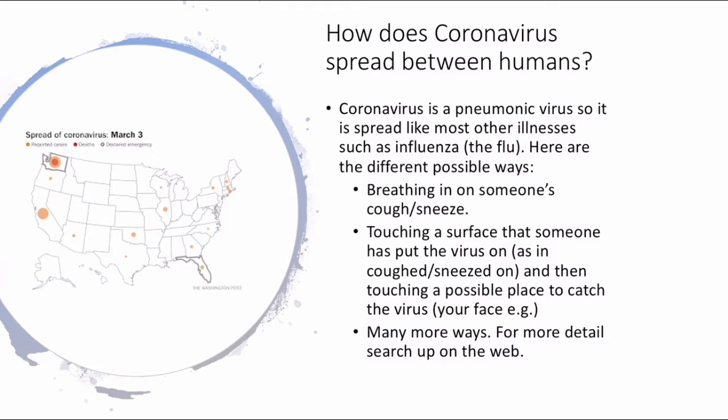Coronavirus is a pneumonic virus, so it spreads like most other illnesses, such as influenza, or, as you might call it, the flu. Here are the different possible ways: breathing in somebody else's coughing or sneezing, touching a surface that somebody has put the virus on, like if somebody has coughed or sneezed on it, and then you touch it and then touch a possible place where you can catch the virus, basically your face. And there are many more ways, so for more detail, just search on the web.